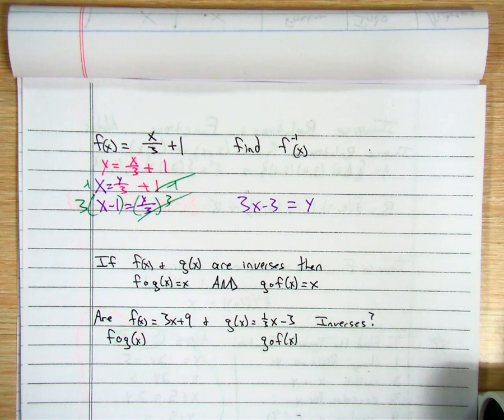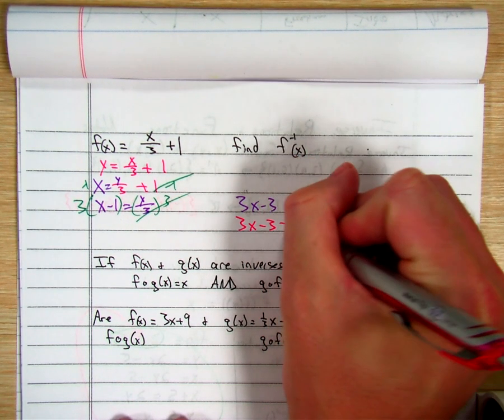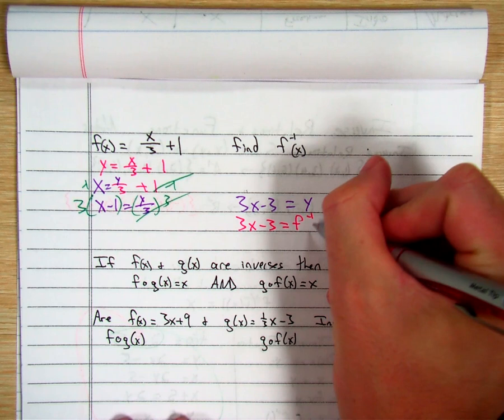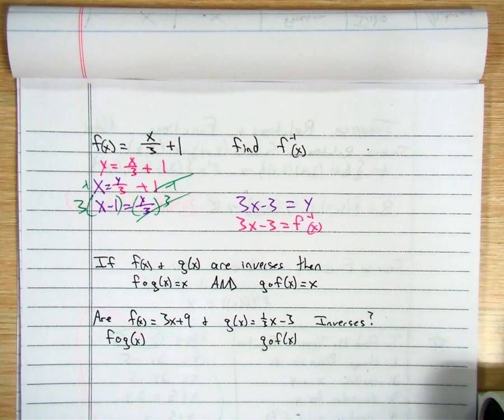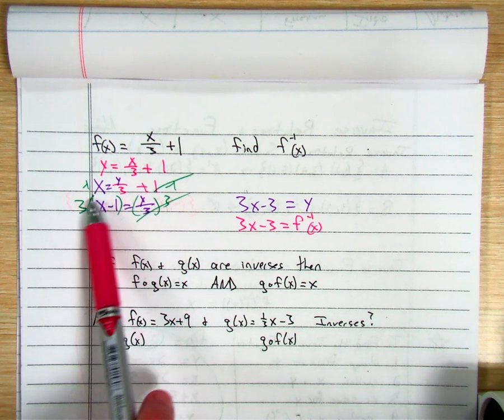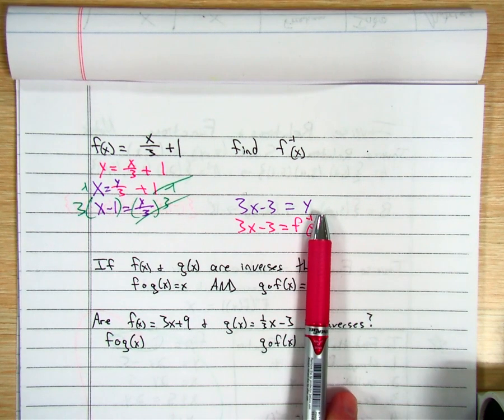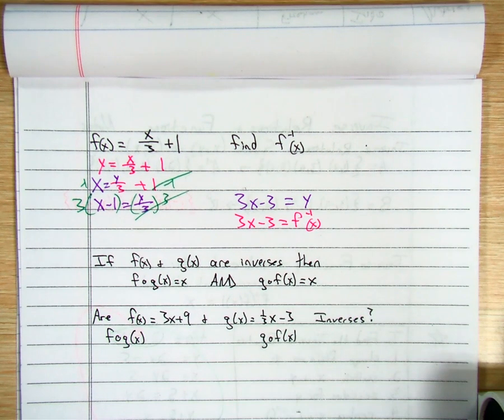And your last step is to change that y to f inverse. And that will be your final answer there. 3x minus 3 equals f inverse of x. Okay, f of x, change that to y. Flip x and y, get y by itself.